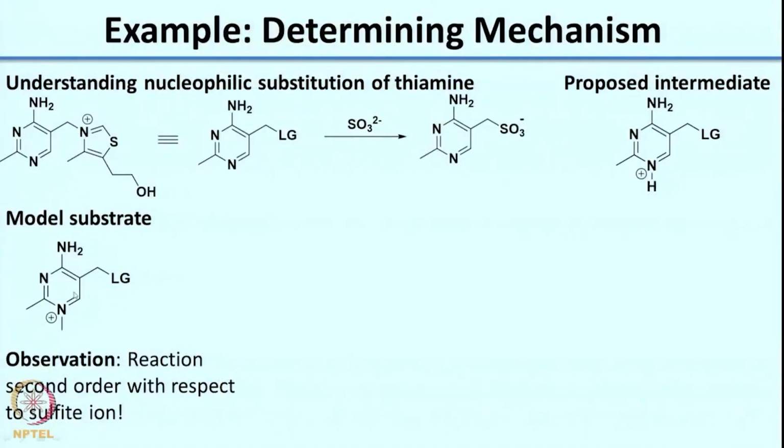So when a model substrate shown here was used to understand the mechanism of the reaction, it was found that the reaction is actually second order with respect to the sulfite ion. If you remember the comparison of SN2 versus SN1, in SN2 you would expect a first order relationship between the sulfite and the rate, whereas in an SN1 you would observe no relationship. But here it was very intriguing that a second order relationship was found. So the reaction was second order with respect to the sulfite ion.